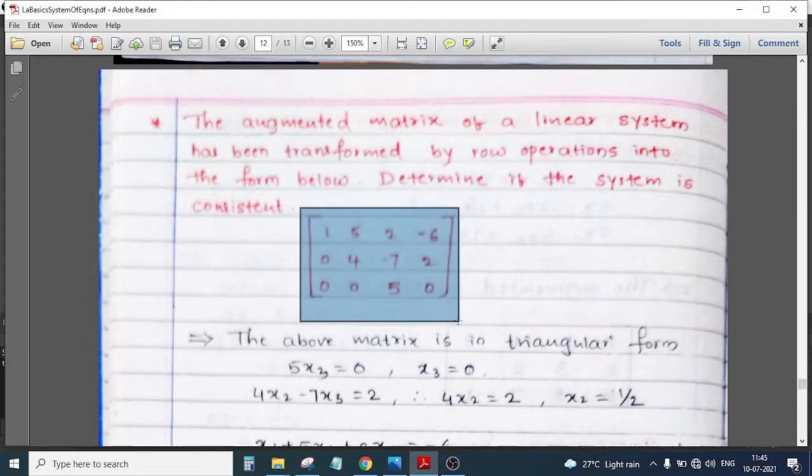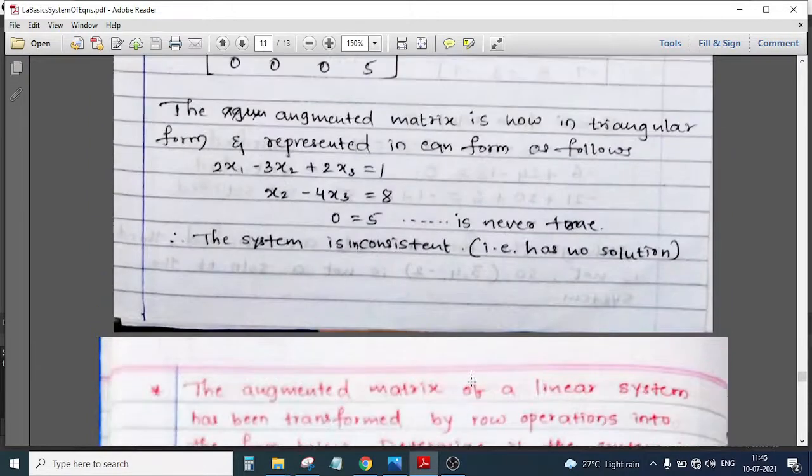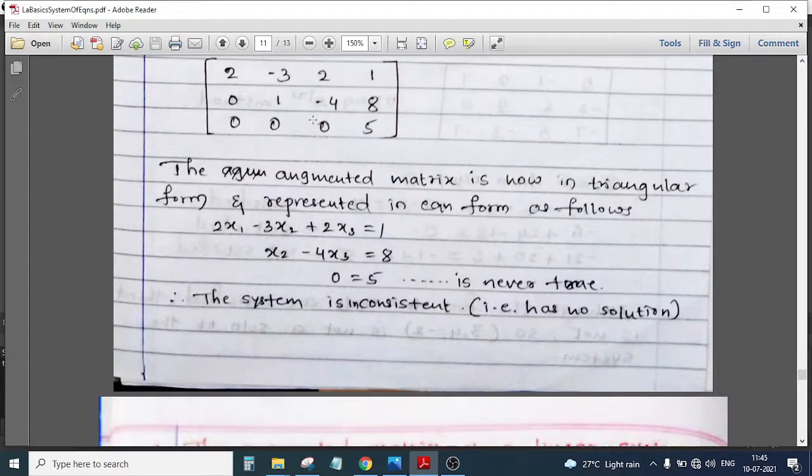Very simple, friends. They have given everything to us. We just need to find whether the system is consistent or not. See here, friends. If you observe this matrix, you can clearly see that the last row has only one value. That means 5x3 is equal to 0. No need to find any values, they are already given. That means the value of x3 is 0. See, this is different. The coefficient is itself 0 here. That means 0 is equal to 5.